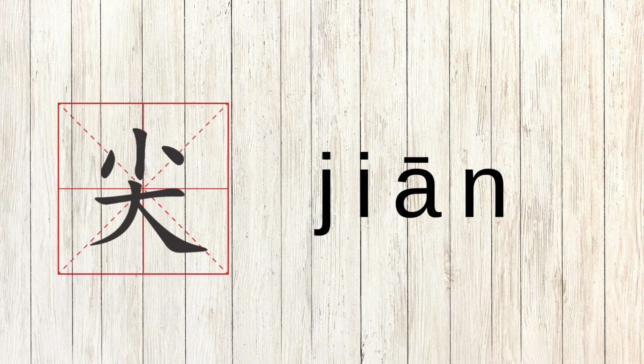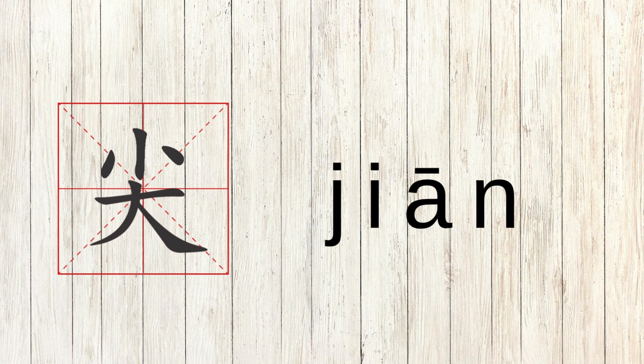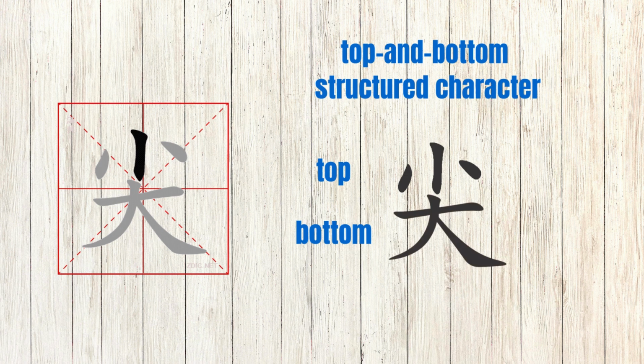Let's practice reading this character. 尖 尖 尖 Now let's learn how to write this character. 尖 is a top and bottom structured character. At the top, we have 小, and at the bottom, we have 大.